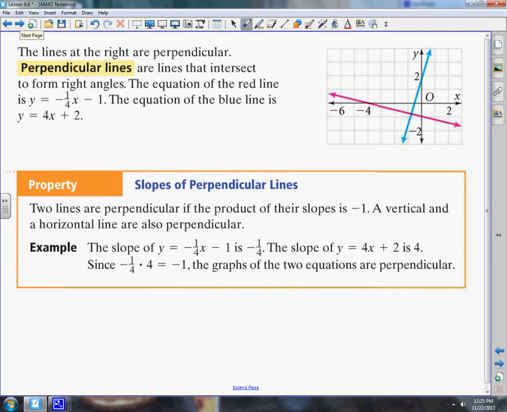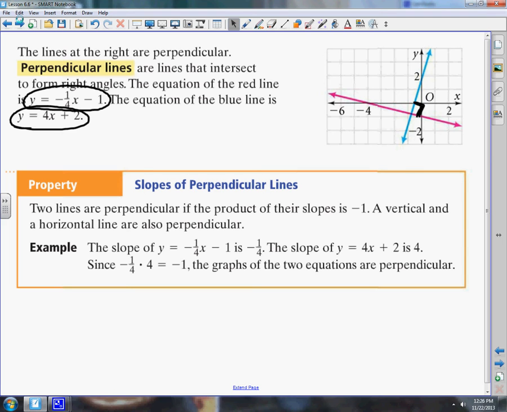Okay, perpendicular lines, so write this down, are lines that intersect to form right angles. So right here, the blue line and the red line, here's their equations. The equation of the red line is y equals negative 1/4 x minus 1. And the equation of the blue line is y equals 4x plus 2. So if you look at their slopes, they're kind of similar.